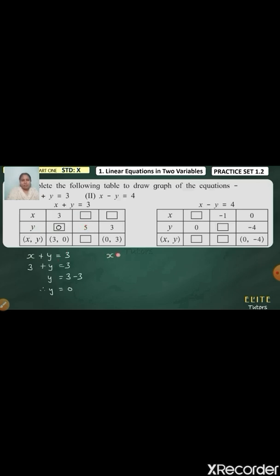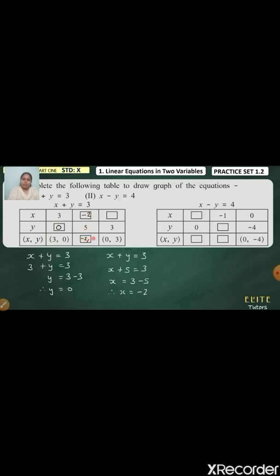Second value that is given is not of x but of y. So let us take the equation x plus y is equal to 3. Now substitute y is equal to 5. We get x plus 5 is equal to 3. Shift that 5 to the right hand side. It becomes 3 minus 5. Therefore, x is equal to minus 2. Let us write that in the table. So, x is minus 2 and y was 5. So, the ordered pair is minus 2 comma 5. That we need to write and complete the box in the table.